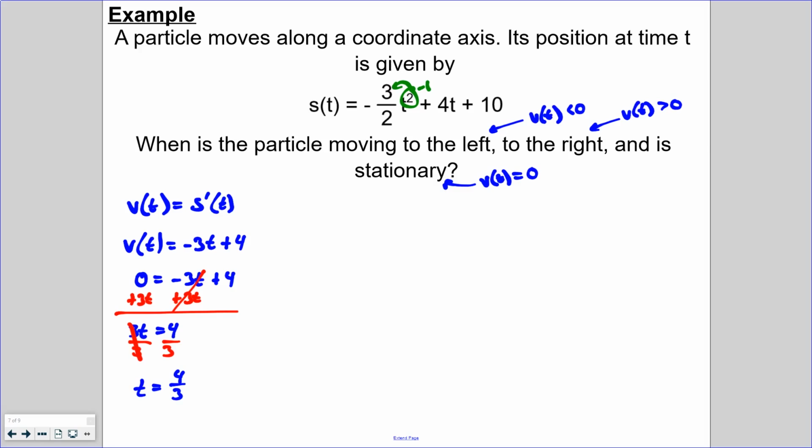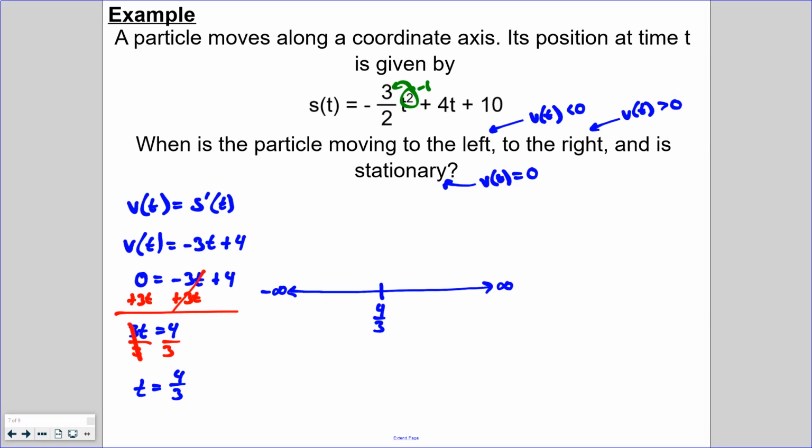Now, how do we figure out when the velocity is positive or when the velocity is negative? Well, to do that, we're going to use a sign chart. So we know that we are going to have a number line, and our number line is going to go from negative infinity to positive infinity, because our velocity function is a polynomial, and that means the domain of a polynomial is all real numbers. Now, on our sign chart, or on our number line, we're going to plot when the velocity is 0, and that is at 4/3.